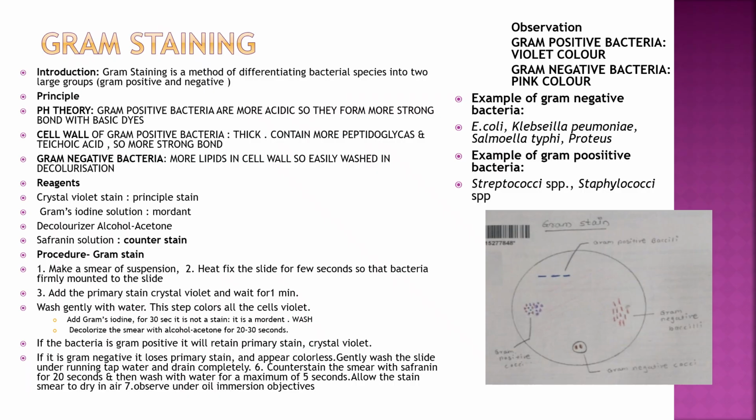So we already saw the procedure. First you have to pour crystal violet, wait for 1 minute, then wash, then pour gram iodine, then wait for 1 minute, then wash under tap water, then decolorize for a few seconds with acetone alcohol, and then apply safranin for 1 minute, and then wash and dry, put oil, and then see under microscope, oil immersion lens.